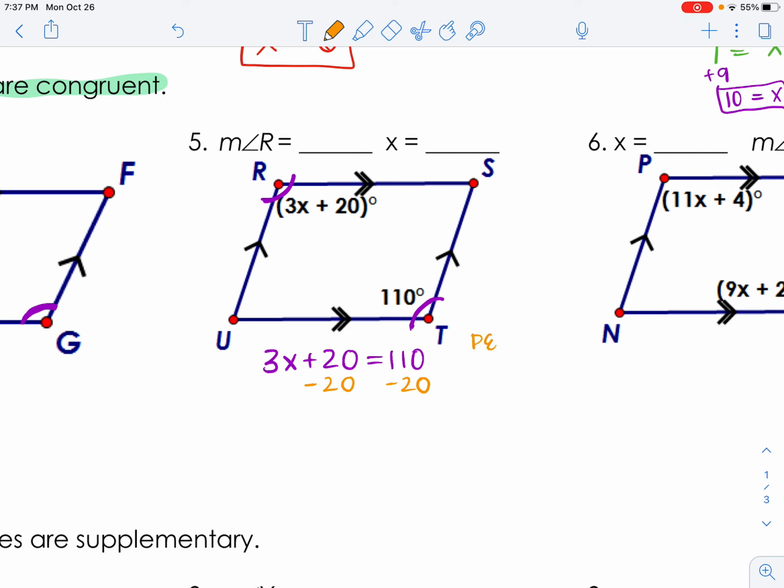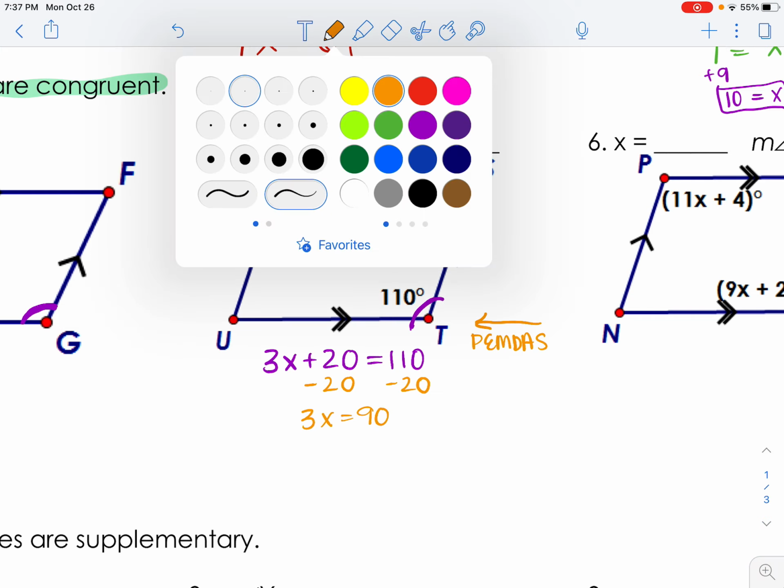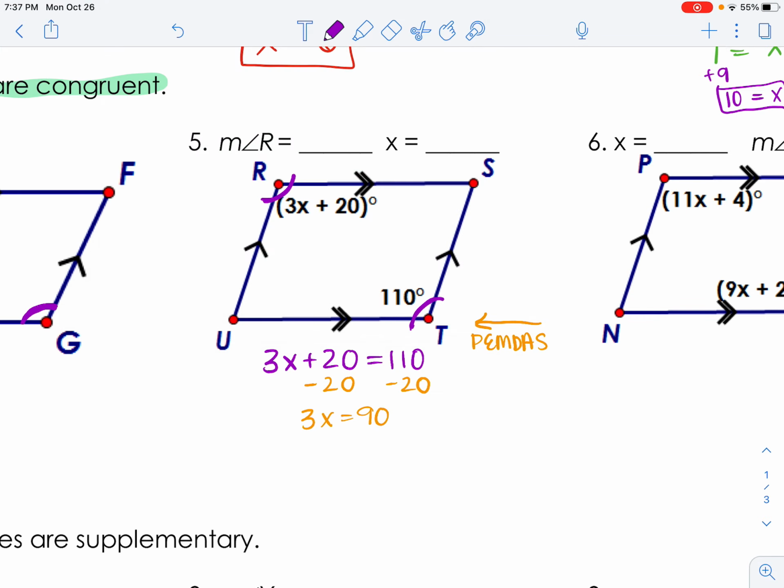When we solve for a variable, so I'm trying to solve for x, get it by itself, I do an order of operations backwards. So the first thing I move is addition or subtraction. So when I subtract 20 from both sides, I get 3x equals 90. Now it's 3 times x, so to undo multiplication, we use division. Those are inverse operations. So I divide both sides by 3, and I get x equals 30.